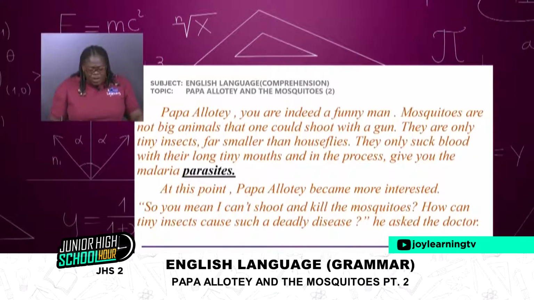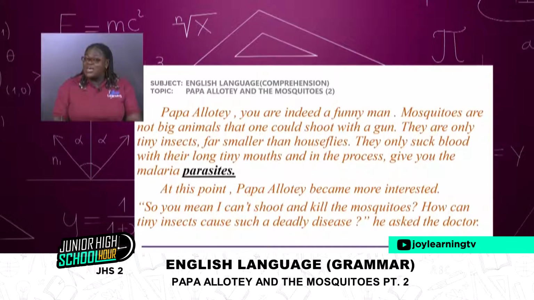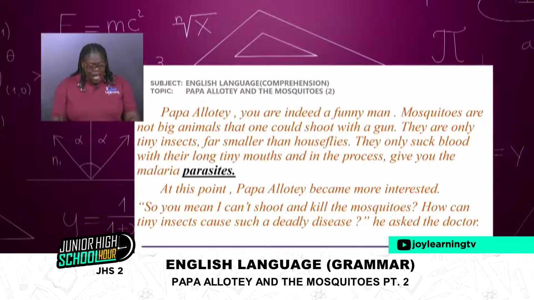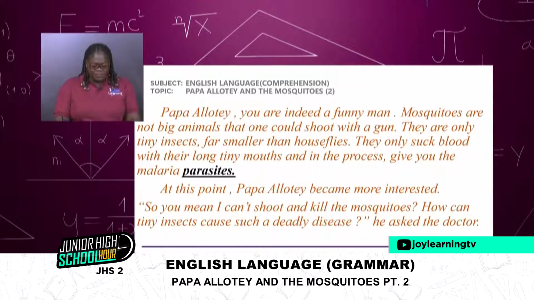Now, Papalo, you were indeed a funny man. So who do you think said that to Papalo? Definitely the doctor. Mosquitoes are not big animals that one could shoot with a gun. They are only tiny insects, far smaller than house flies. They only suck blood with their long, tiny mouths and in the process give you the malaria parasites. At that point, Papalo became more interested. So let's say that he's now beginning to understand what brings about malaria.